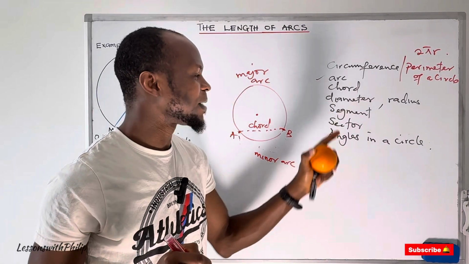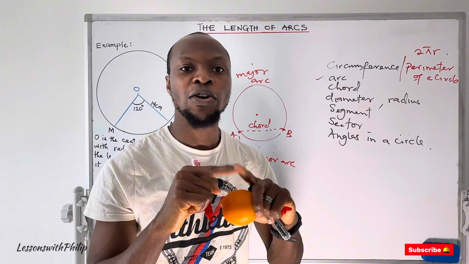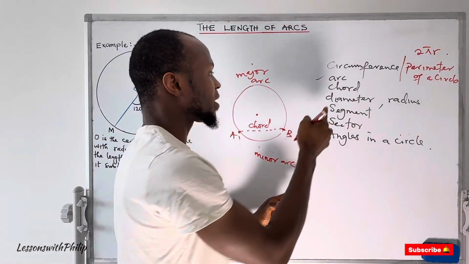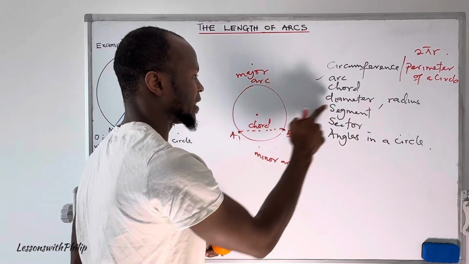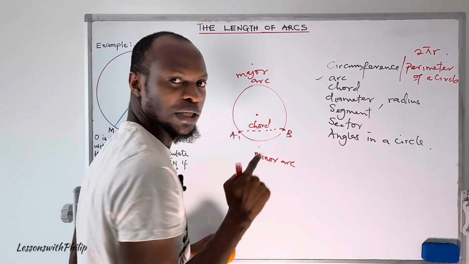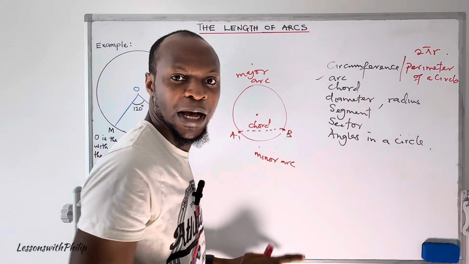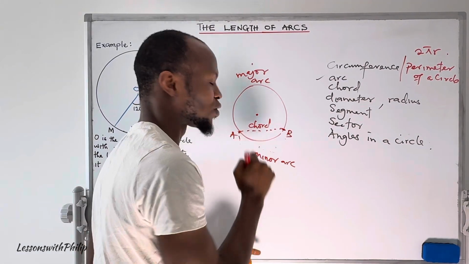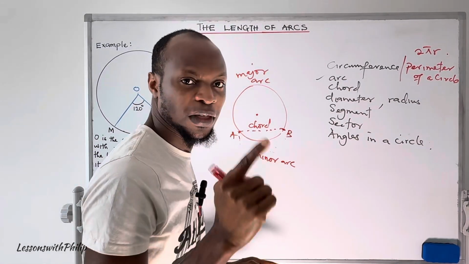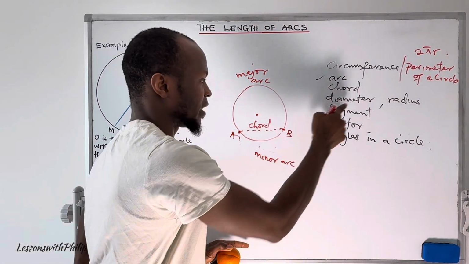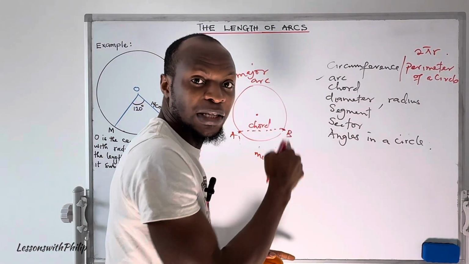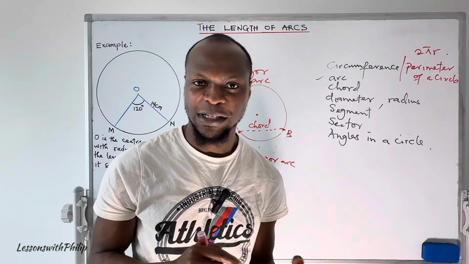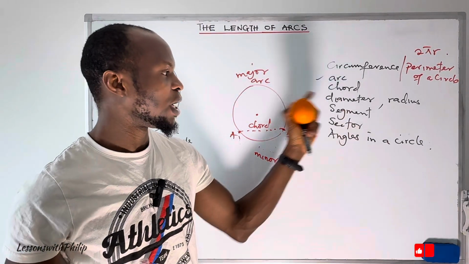Secondly, a diameter is the longest chord in a circle. So the longest chord is known as the diameter. Number one, you must know that a diameter is a chord. Two, you must know that a diameter is a line that passes through the center of a circle. The third thing you must know is that the diameter is the longest line that passes through the center of a circle. These are the things you must know about diameter.